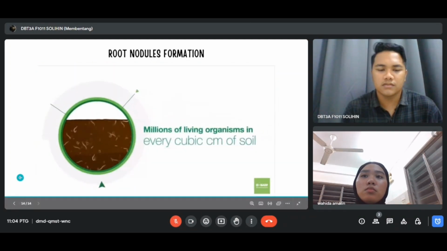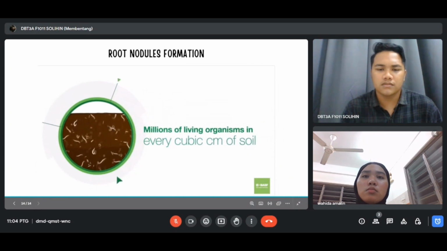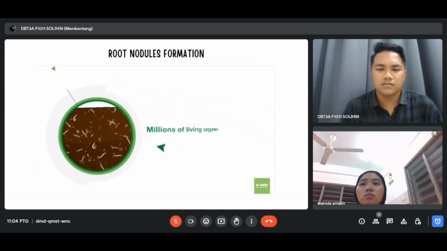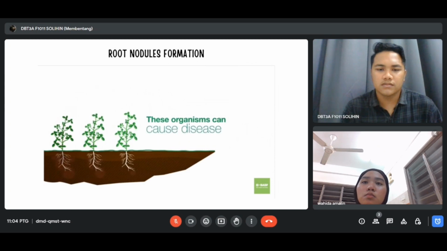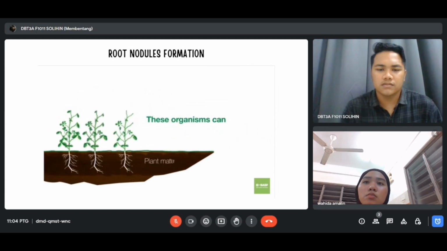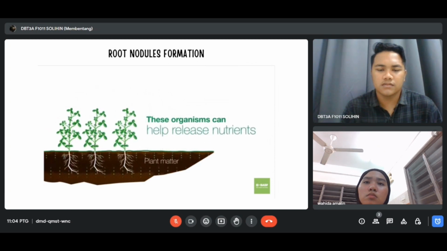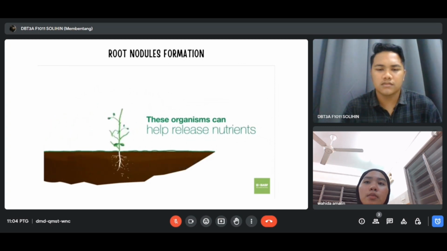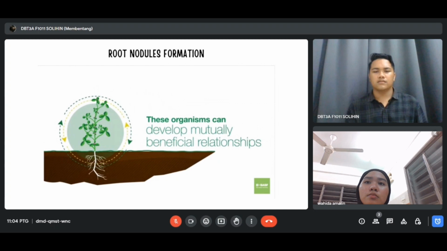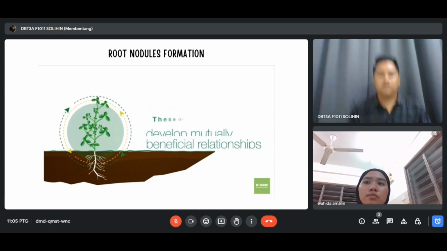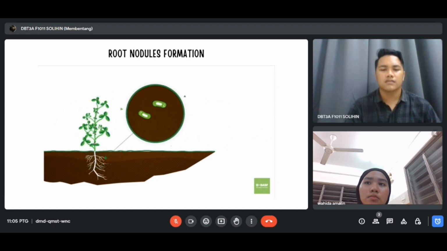Millions of living organisms live in every cubic centimeter of soil found in a typical farm field. Some of these organisms, if not controlled, can cause disease. Others help break down decaying plant material, releasing nutrients back into the soil for future crops to use. Still others have developed mutually beneficial relationships with the crops grown in the field. Such is the case with the soybean plant and the bacteria Rhizobium japonicum. We'll just call them Rhizobia.